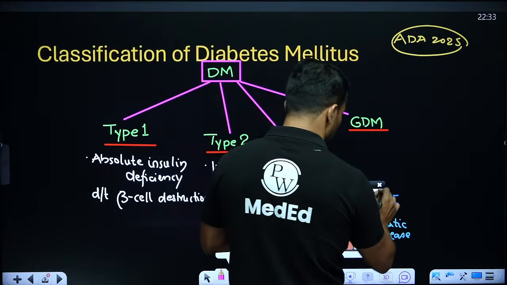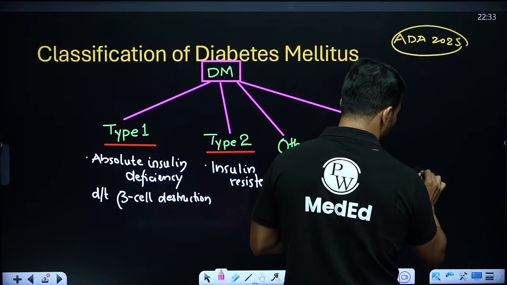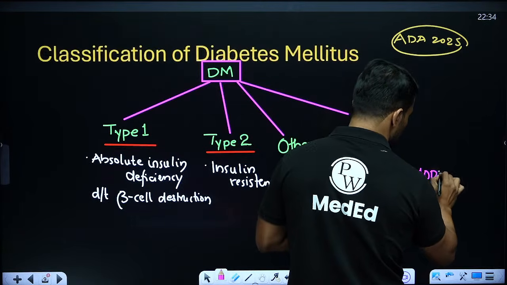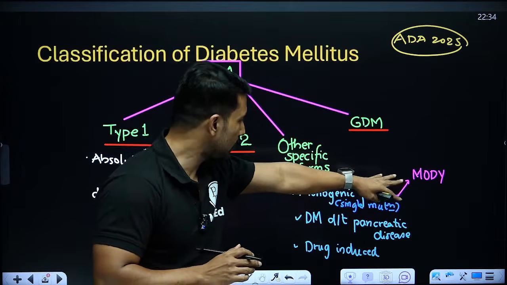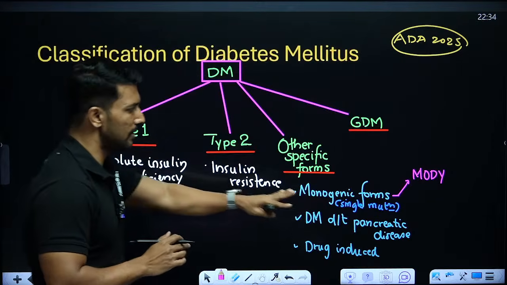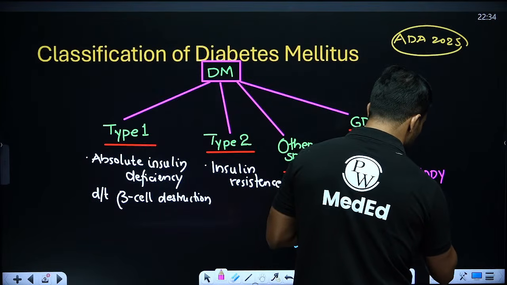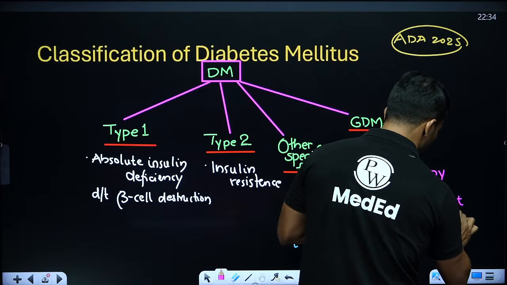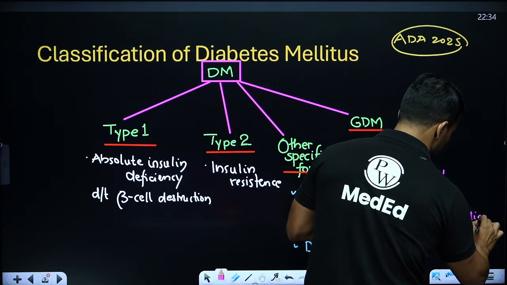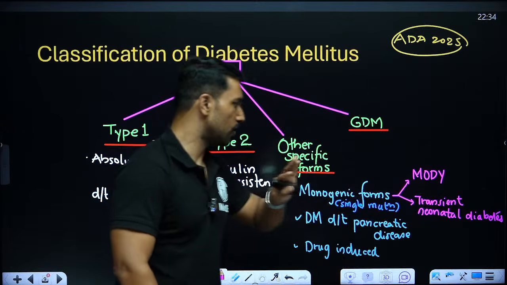There are two important examples I want to give you. First one is maturity onset diabetes of the young, MODY. This has been the template for asking MCQs. How does it differ from type 1, type 2 and so on? We will discuss that. The second example is transient neonatal diabetes. MODY and transient neonatal diabetes.